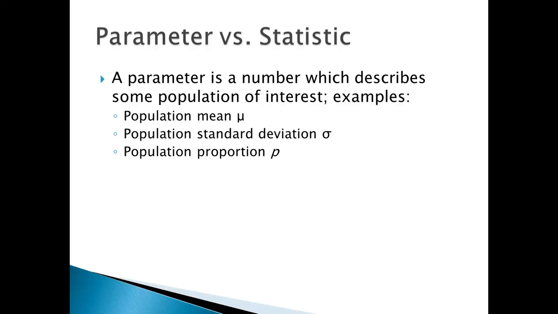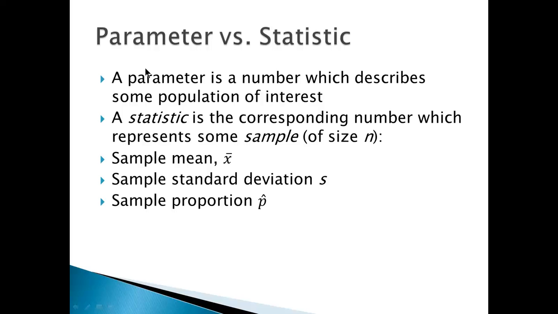A statistic is the corresponding number which describes a sample. So the sample mean, x bar, is the mean of whatever sample you have, standard deviation s, sample proportion p hat. So different symbols depending on whether you're talking about a population or a sample. And the whole game is to use the statistic, the sample value, to predict or answer questions about the parameter, about the population value.